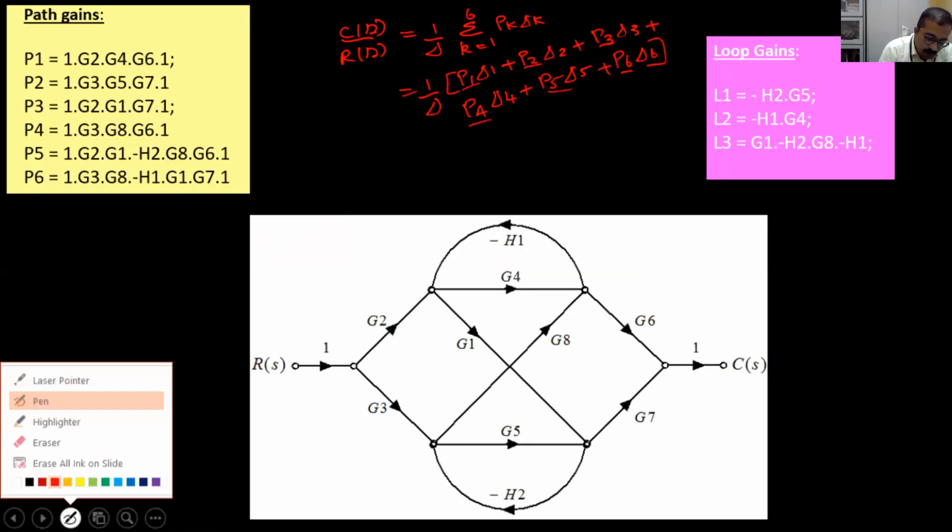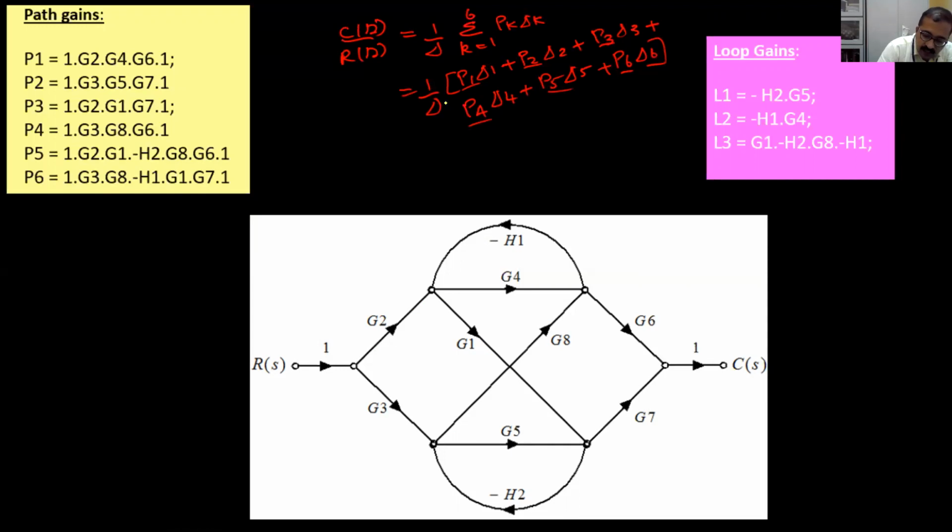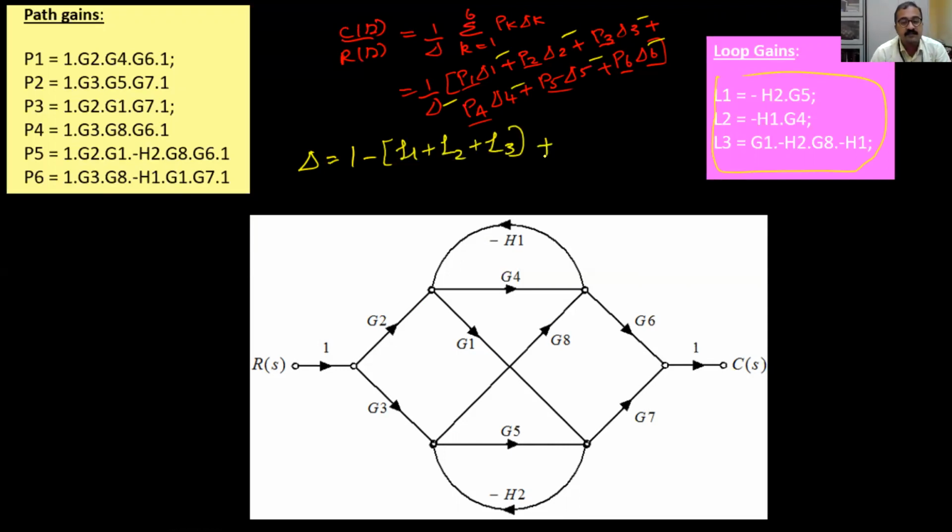That part is done. Now what next? We have to find what is delta and what is delta 1, delta 2, delta 3, delta 4, delta 5 and delta 6. What is delta? Delta means 1 minus sum of all individual loop gains. Okay, so I can write 1 minus L1 plus L2 plus L3 plus what next? Sum of gain product of all possible combination of two non-touching loops. Do we have a non-touching loop here? Yes, the upper one and the lower one. That means L1 and L2. So gain product of that, L1 L2.